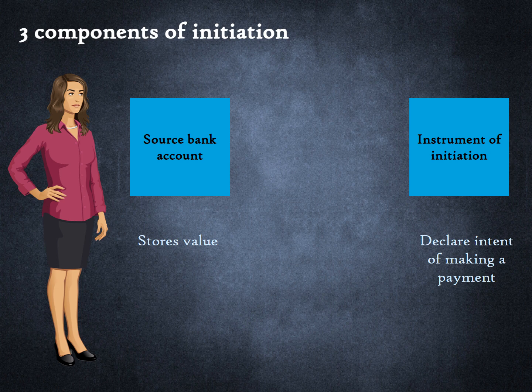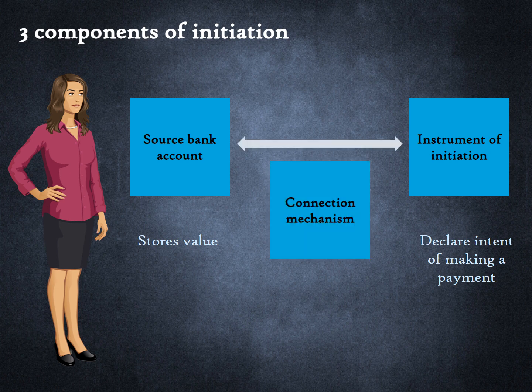An example of such an instrument could be a debit card. Third, Alice's intention to make a payment must be communicated to her bank. Hence, there must be connectivity between the instrument of initiation and the paying bank at the point of sale. Otherwise, the bank wouldn't know that Alice wants to make a payment. Next, we will deconstruct these 3 components.